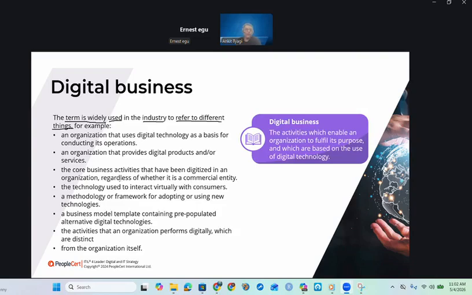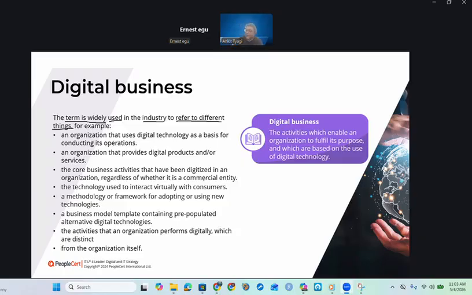A methodology, the technology used to interact virtually with the consumers, can also be considered a digital business. The methodology or a framework for adopting or using new technologies, they can also use it. A business model template containing pre-populated alternative digital technologies and adopting it can also call themselves a digital business. Activities that an organization performs digitally, which are distinct from the organization itself, can also call themselves a digital business.